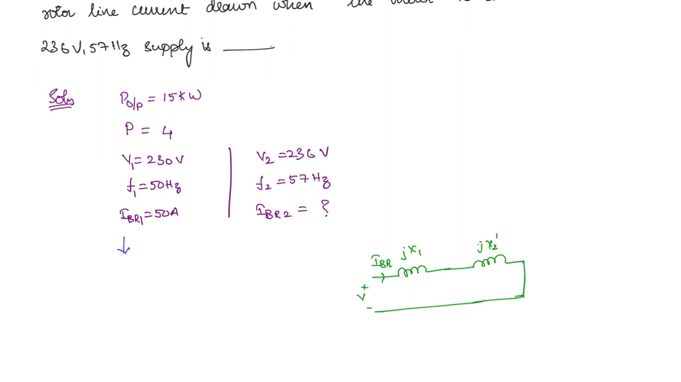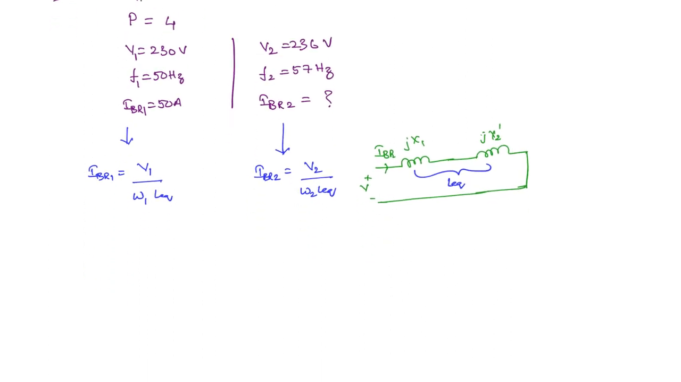So in case 1, IBR1 will be equal to V1 divided by omega 1 into L equivalent. Okay. So that means if you are taking the equivalent inductance as L equivalent, then the angular frequency into L equivalent will give you the blocked rotor current. What about in this case, IBR2? This will be equal to V2 by omega 2 into L equivalent. L equivalent will remain the same, right? Only the voltage and frequency are changing.